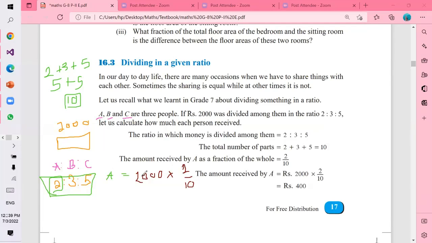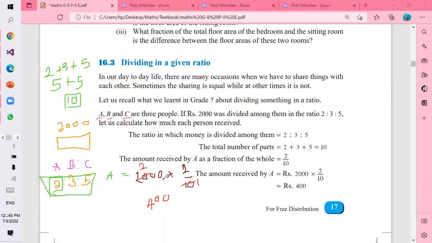So now when multiplying like this, we can use an easier method. That is, we can simplify these two. We can make this 1, 10 times 2, right? So 200 times 2 is 400. Did you get what I did? Yeah. Okay, so that is how we take the amount like that. Then that is A's amount.